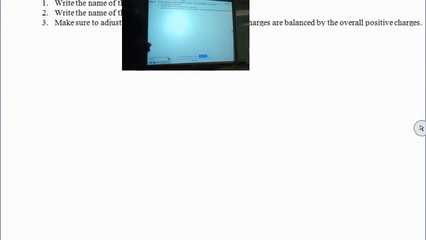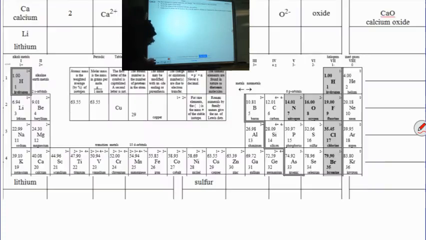So here we go. These are some rules that we're going to use to do our first naming in chemistry. The first element is a metal with only 1 charge, and the second element is any nonmetal. We're going to write the name of the metal as it is. We're going to write the name of the nonmetal with an "ide" ending, and then we're going to adjust the formula so that the overall charges are balanced. So here we go. We've got an example here.